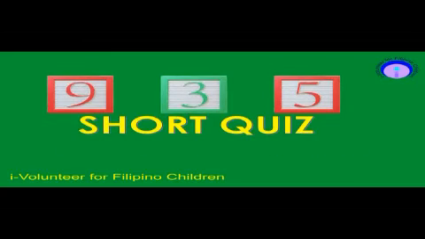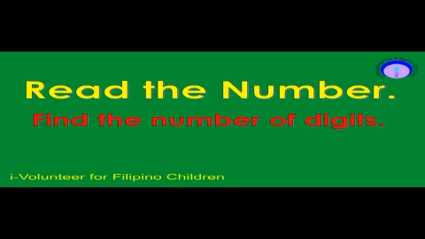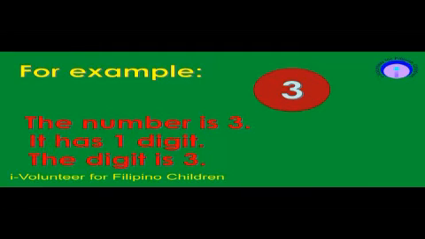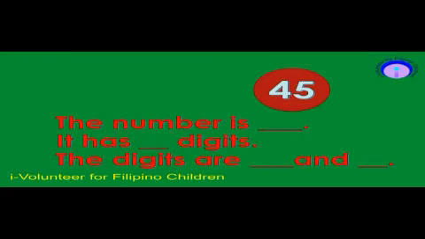Let's have a short quiz. For example, read the number and find the number of digits. Are you ready? You may answer like this. The number is 34. It has 2 digits, and the digits are 3 and 4. Another example, the number is 3. It has 1 digit, and the digit is 3. Now it's your turn to answer the following questions.